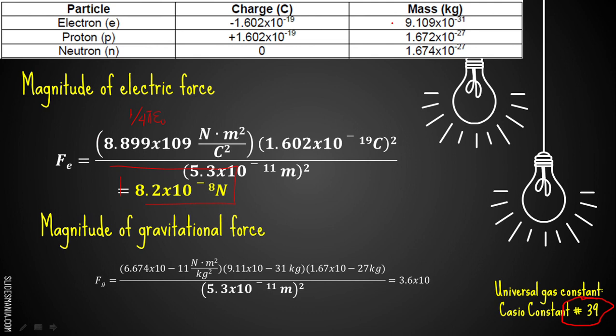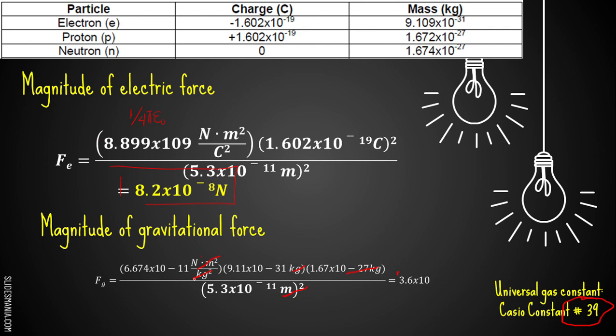So, ito. Constant 3 and constant 1. So, 9.11 times 10 raised to negative 31 kilograms. Tapos, 1.67 times 10 raised to negative 27 kilograms. Over, given the distance, then we will get 3.6 times 10 raised to, hindi natin na isulat. So, ang unit dapat nito is Newton. So, makakancel si meter squared. Then si kilogram. Ayan.